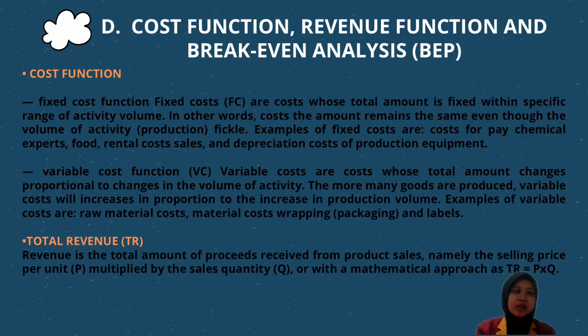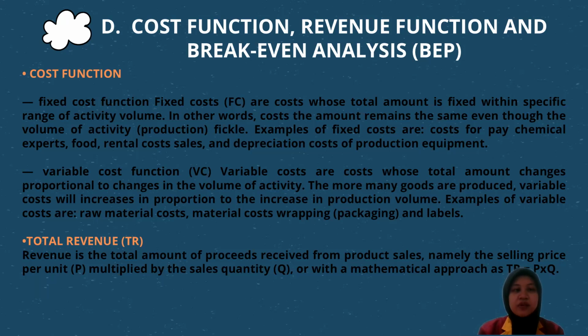Okay, next D. Cost function, revenue function, and break-even analysis. Cost function. Fixed costs. Fixed costs are costs whose total amount is fixed within a specific range of activity volume. In other words, the amount remains the same even though the volume of activity or production changes. Examples of fixed costs are salaries, rental costs, and depreciation cost of production equipment.